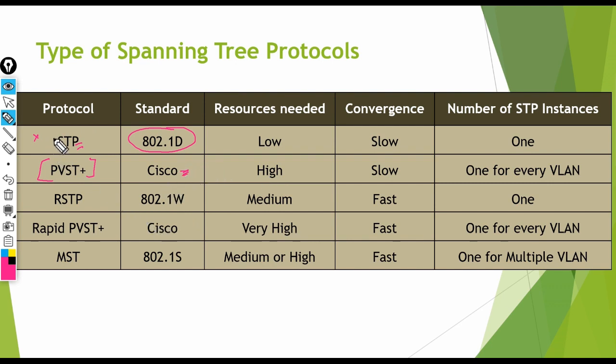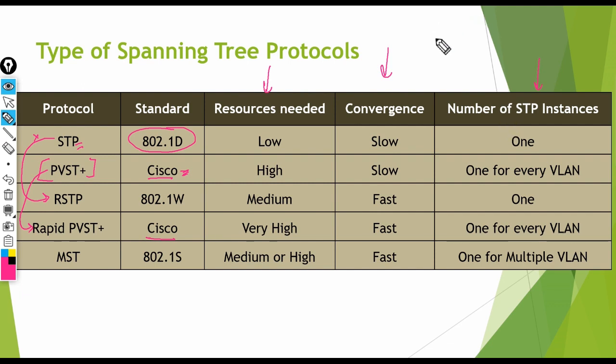Then STP has an enhanced version which is RSTP, and PVST has an enhanced version which is Rapid PVST. PVST and Rapid PVST are both Cisco proprietary, and the rest are open standard. Okay. And here you see convergence, like fast or slow, resources needed, like low, medium or high, and the number of STP instances. Okay, STP instances is equal to STP process.